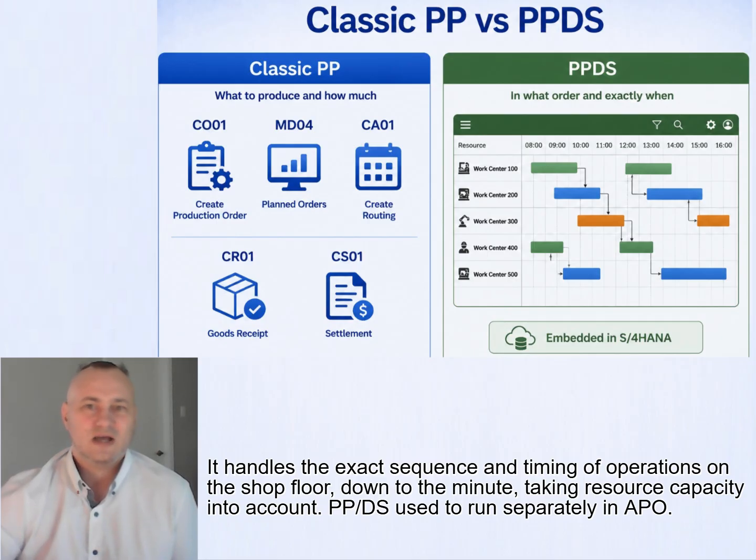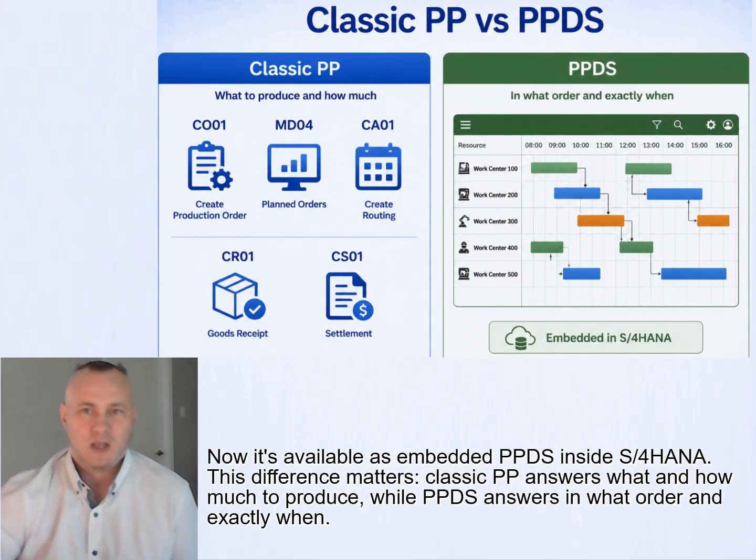PPDS used to run separately in APO. Now it's available as embedded PPDS inside S/4HANA. This difference matters. Classic PP answers what and how much to produce, while PPDS answers in what order and exactly when.